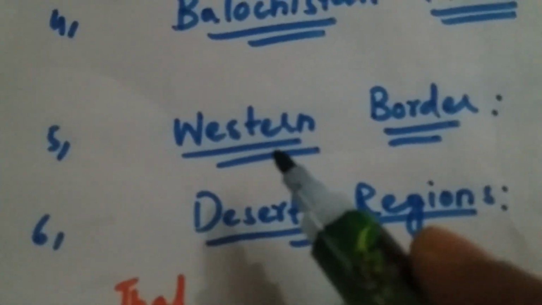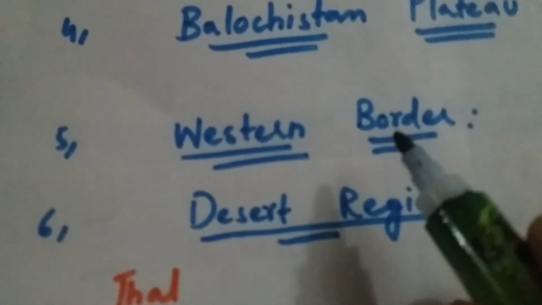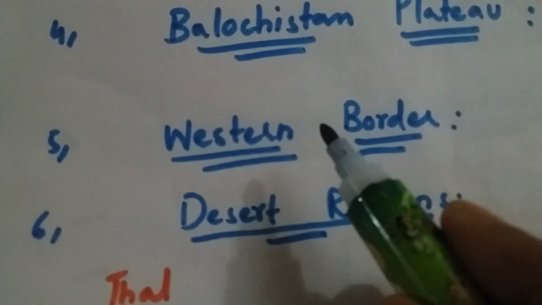Number 5th category we have western border. Western border is separated with Hindu Kush range, and this is the western border.